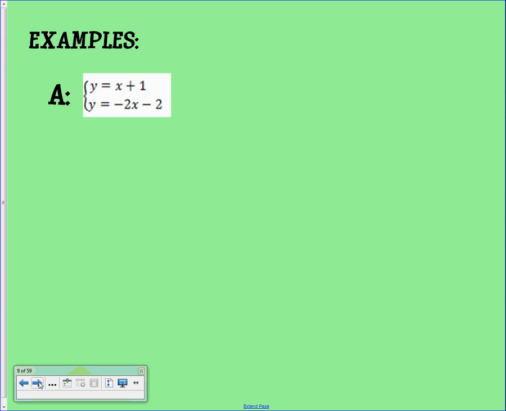The first one says y equals x plus 1, and then y equals negative 2x minus 2. So I'm going to say, if this is what y equals, I'm going to put a box around it, and I'm going to substitute it into the other equation where the y is. So I find the y in the second equation, and that's where it is going to go. If I rewrite my second equation, instead of y, I'm going to write what I had in my box, which is x plus 1, and then continue the rest of the equation, equals negative 2x minus 2.